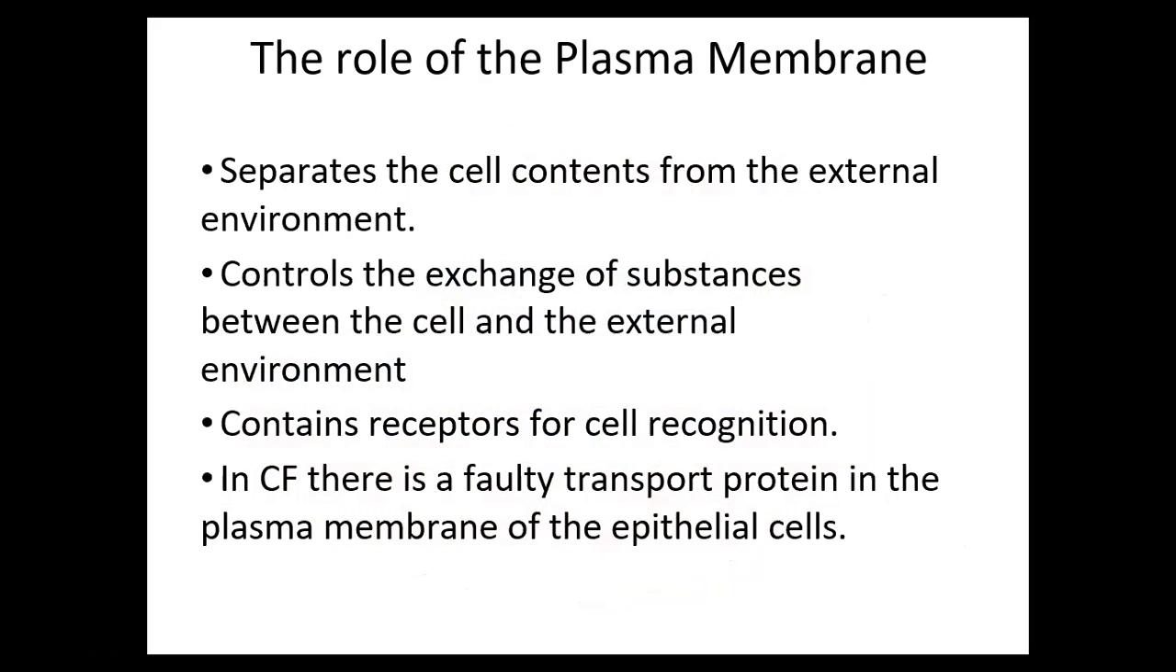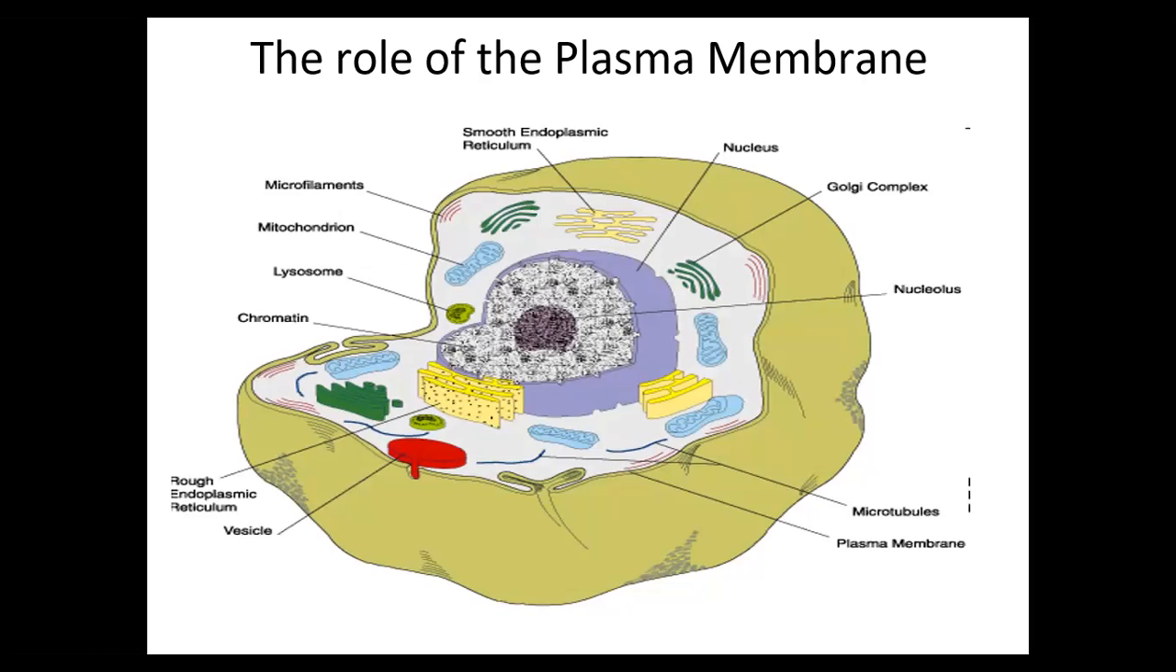So the role of the plasma membrane is that it separates the cell contents from the external environment. All of this stuff inside, your nucleus, your Golgi, your mitochondria, your chromatin, your vesicles, they are kept inside and out of everything outside the cell. So it's basically a protection, a capsule. It keeps everything there, so it contains everything.